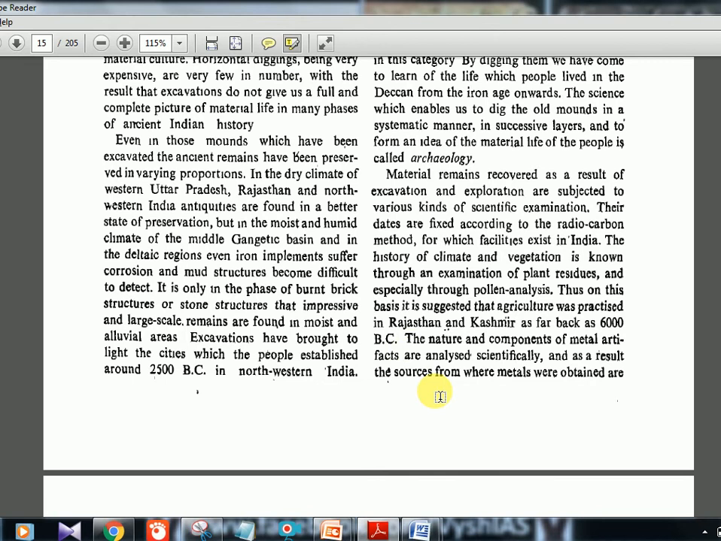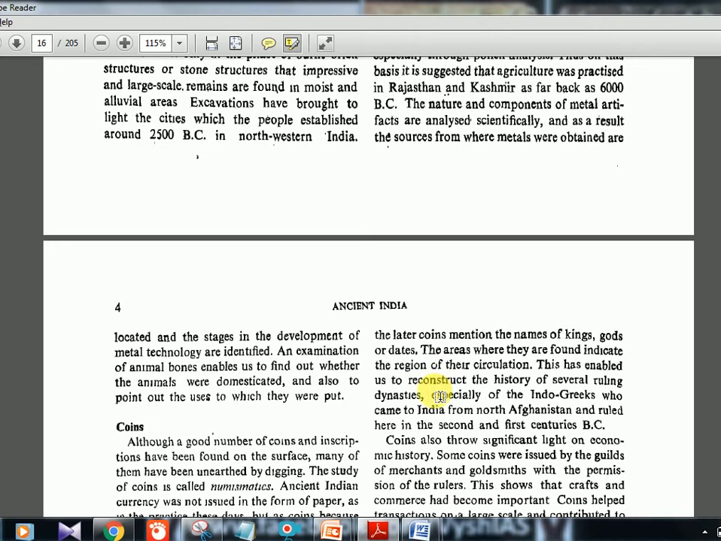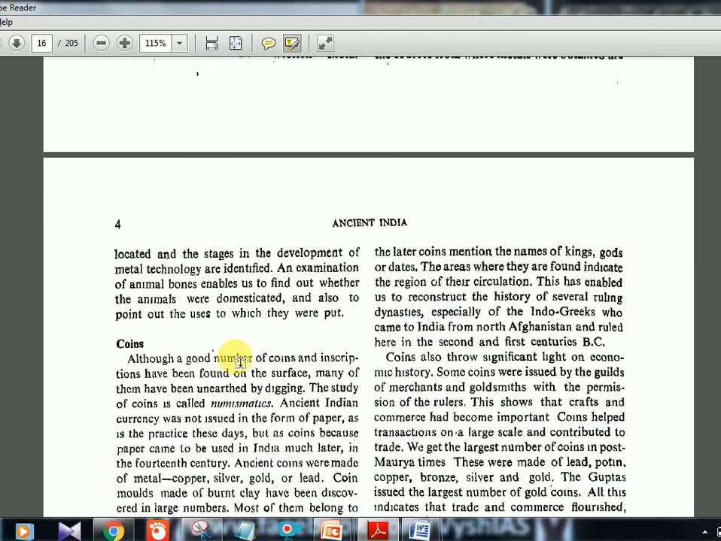The nature and components of metal artifacts are analyzed scientifically, and as a result, the sources from where metals were obtained are located, and the stages in the development of metal technology are identified. An examination of animal bones enables us to find out whether the animals were domesticated, or also to point out the uses to which they were put.